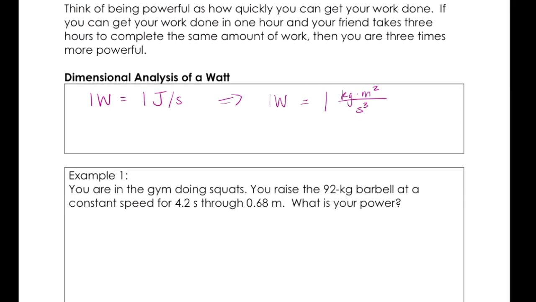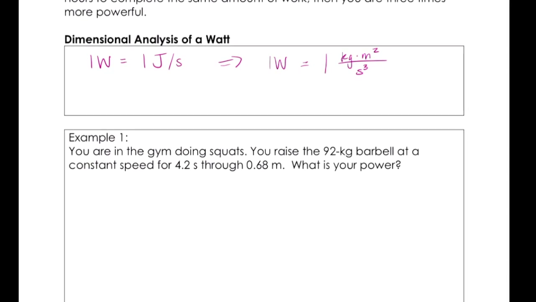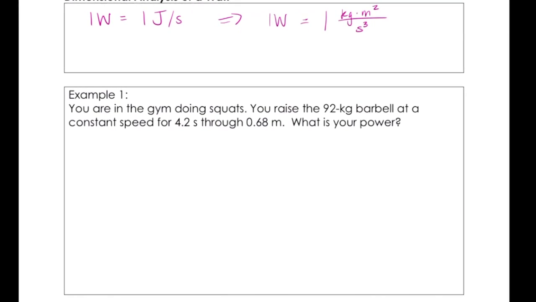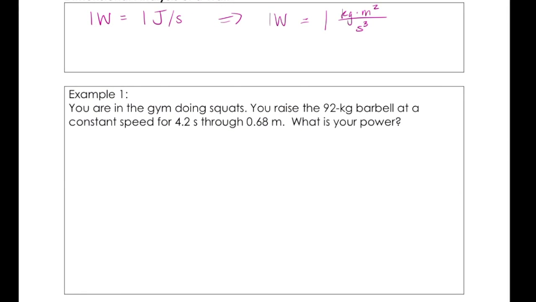Okay, so starting with our first example, you are at the gym doing squats. You raise a 92 kilogram barbell at a constant speed for 4.2 seconds through 0.68 meters. Okay, so it wants to know what is our power. It gave us a mass of 92 kilograms. The time it took us was 4.2 seconds, and the displacement was 0.68 meters.